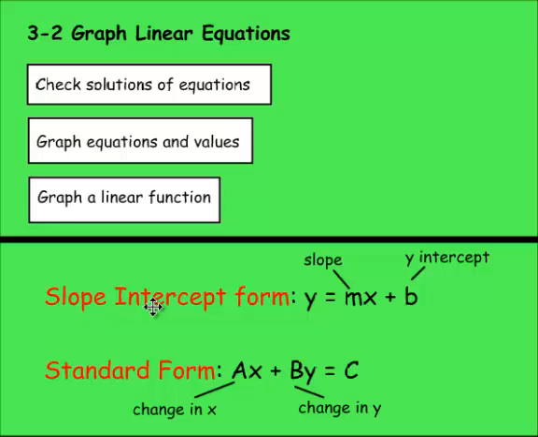When we learned slope-intercept form, that's the one we're usually using when we do graphing. It's y equals the slope times x plus b, which is the y-intercept. But also you'll come across some standard form here, which is the change in x, so whatever is being multiplied times x, plus the change in y, so something multiplied times y, equals c, a number, usually.